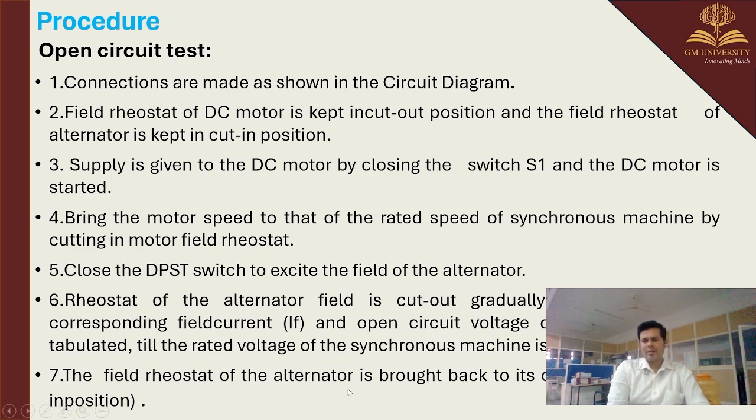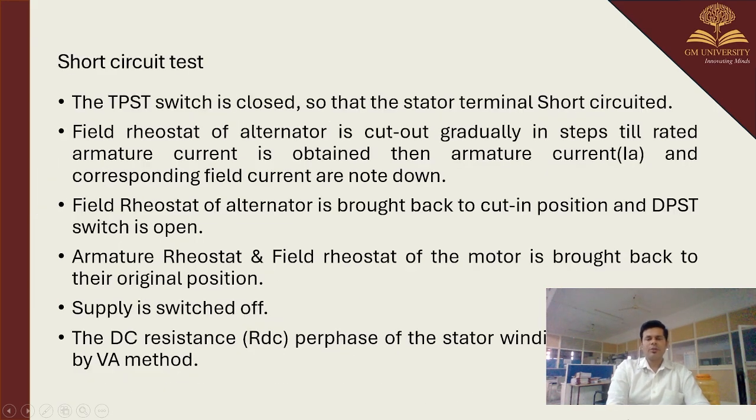Next, the field resistor of the alternator is brought back to the original position. For conducting the short circuit test, the TPST switch is closed so that the stator terminals are shorted, that is, any two of the stator terminals, R phase and Y phase. The field resistor of the alternator is cut out gradually in steps till the rated armature current is obtained. Then the armature current IA and the corresponding field current are noted down. The field resistor of the alternator is brought back to the cut-in position and the DPST switch is opened. The field resistor of the motor is brought back to the original position. Then we switch off the supply.